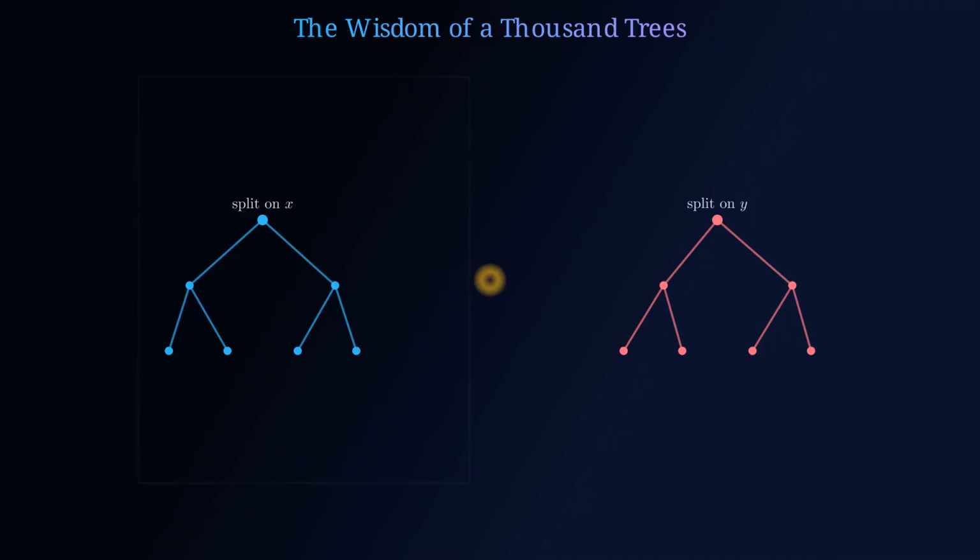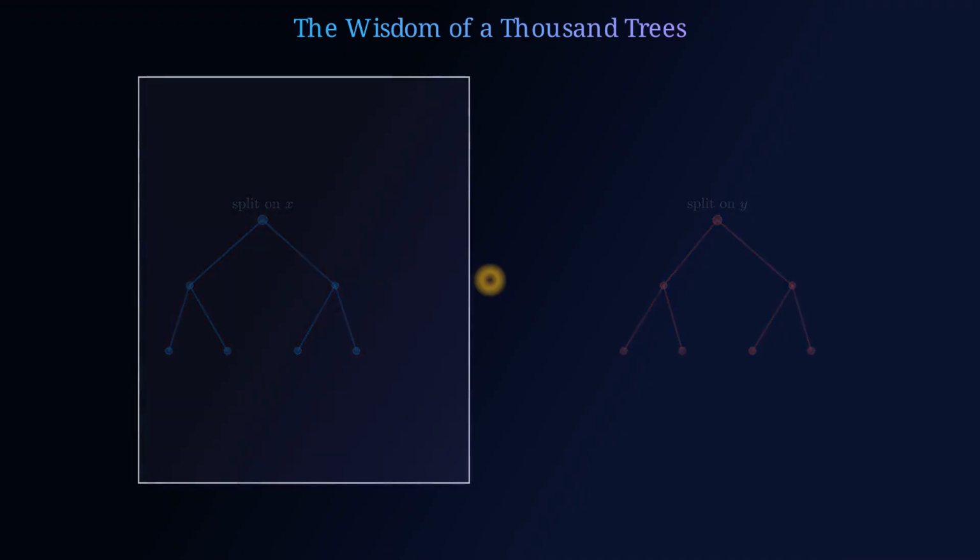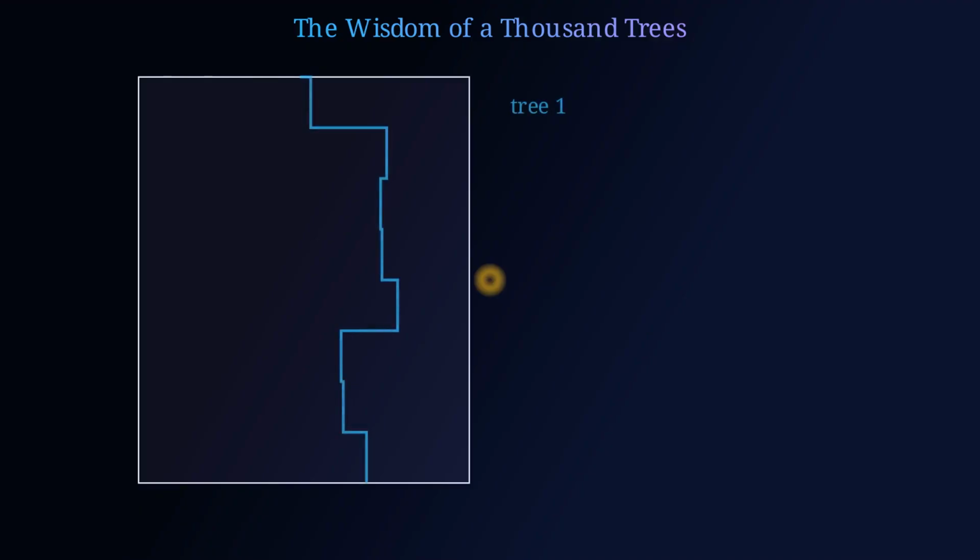So let's grow our first forest tree properly. It gets a bootstrap sample of the data, and at each split it can only see a random subset of features. It grows deep, just like before, ending up jagged and overfit. On its own, it's still a wild dart.